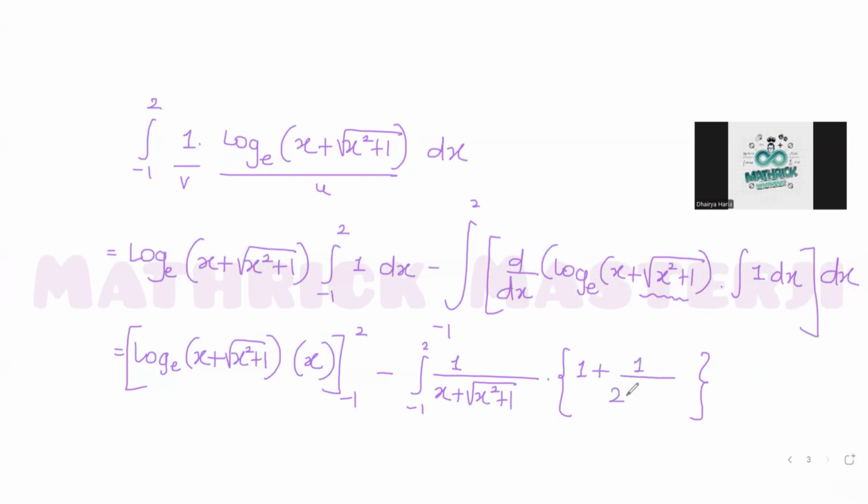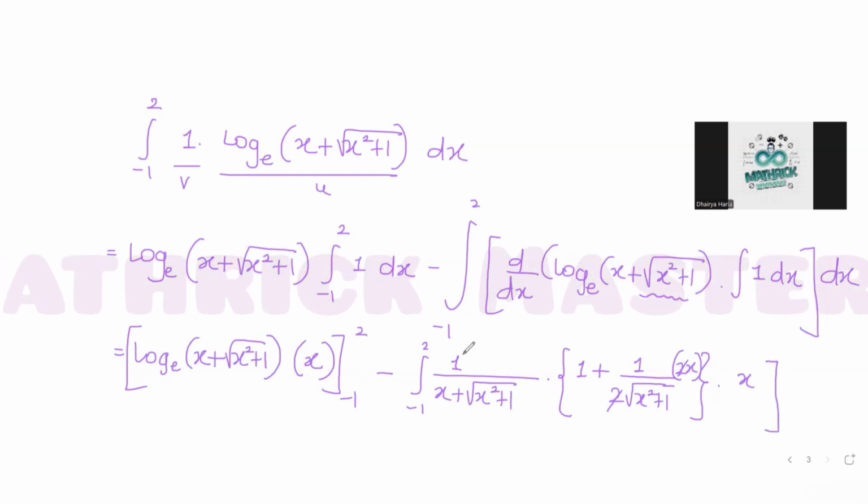So it becomes 1 over 2 root of x square plus 1 times the derivative of x square plus 1, which is 2x. So this and this cancel. We have this. And for the further integral, the integral of 1 is just x. So we have to find the integral of this entire function with respect to dx.